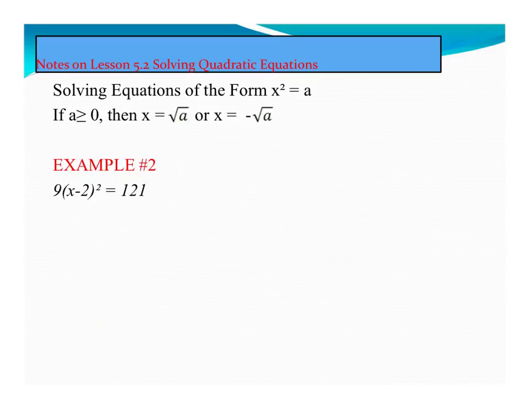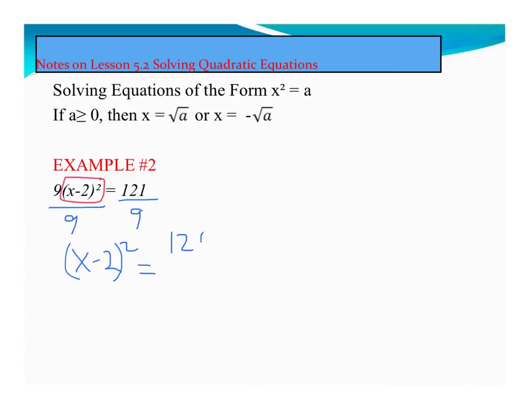Let's try another example. Once again, we want to isolate the squared part. This time the squared part is actually x minus 2 quantity squared. So what I'm going to do first here is divide by 9. I can't distribute that 9 in there. There's an exponent. You can't distribute when there's an exponent. I'm left with x minus 2 in parentheses squared equals 121 divided by 9.